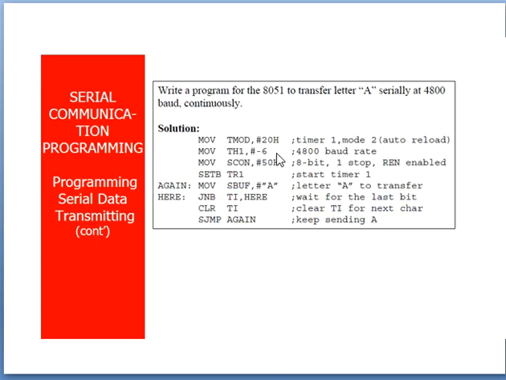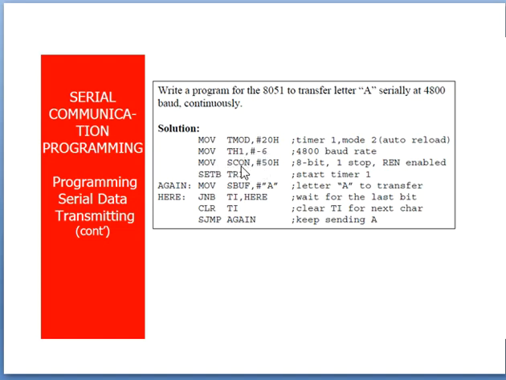So we are going to see one program, for transmitting some data. Write a program for the 8051 to transfer a letter A serially at 4800 baud rate continuously. So we are going to send a character with this baud rate, that is 4800. MOV TMOD, #20H. In the sense, it is going to set timer 1 in mode 2, the auto reload mode. Then MOV TH1, #-6. In the sense, TH1 is loaded with -6, which sets the baud rate of 4800.